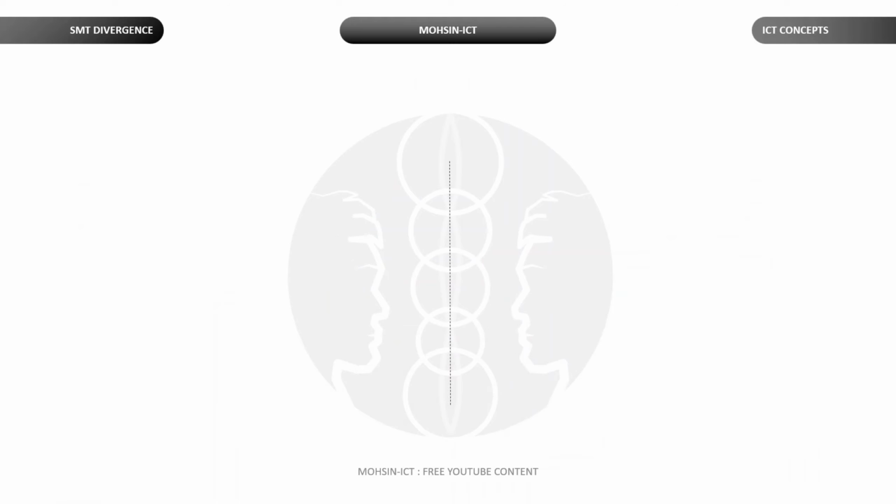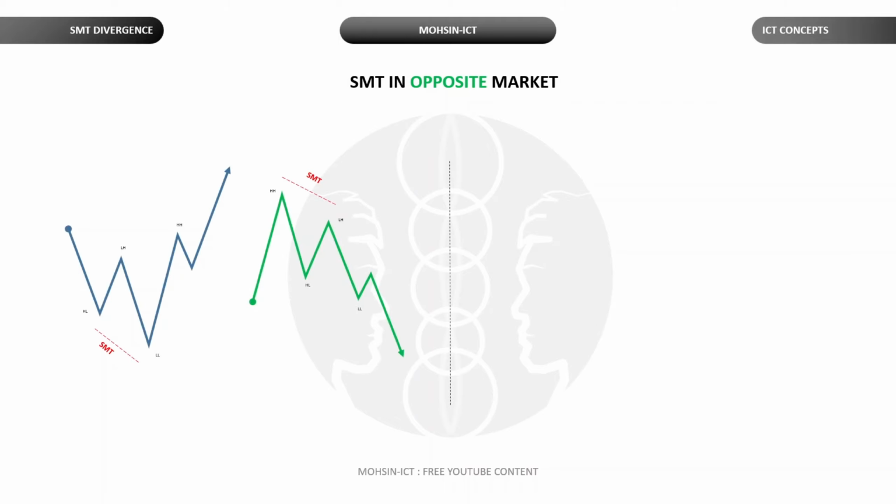Now, let's proceed to SMT in opposite markets, or SMT in inverse markets. If two pairs are inversely correlated, which means there's a high for each low in this market and a low for each high in this market. So if this asset goes up, this asset goes down. If this market creates a lower low, grabbing the sell side liquidity, and this market fails to create a higher high in the place of this lower low, then we call it SMT divergence.